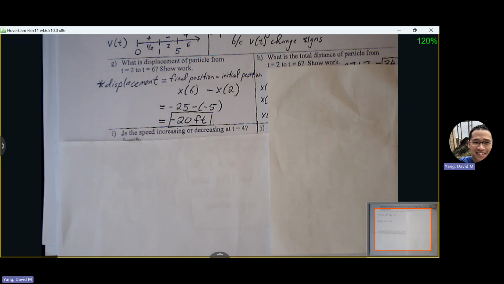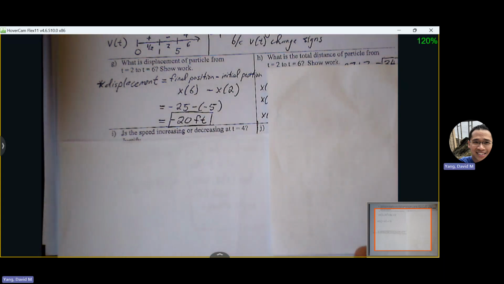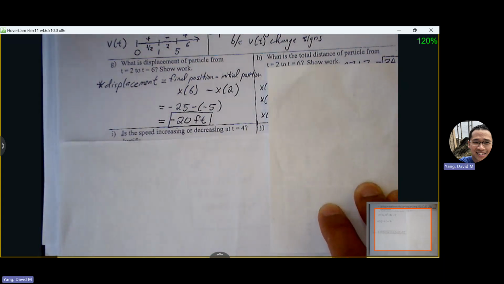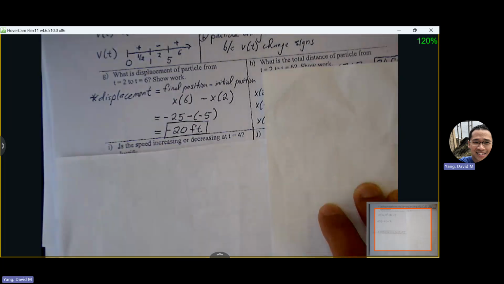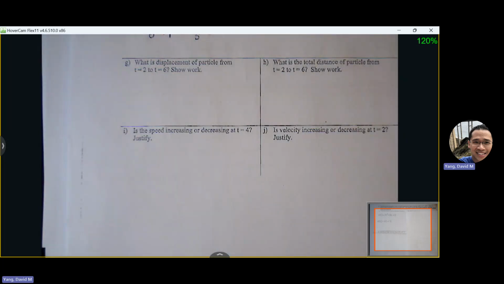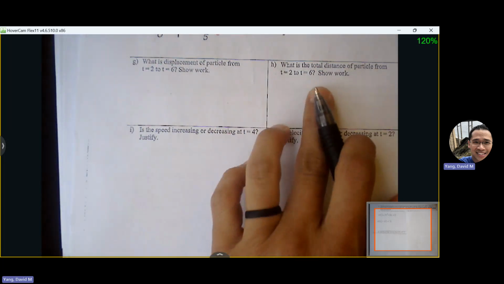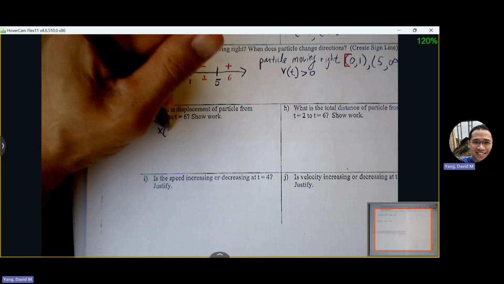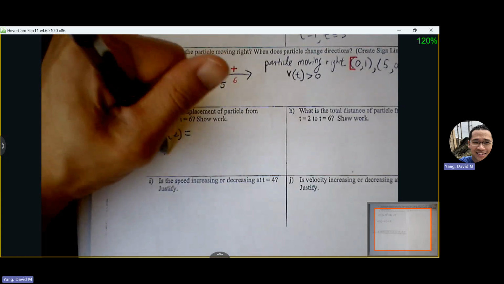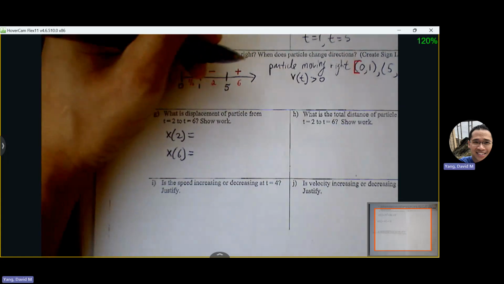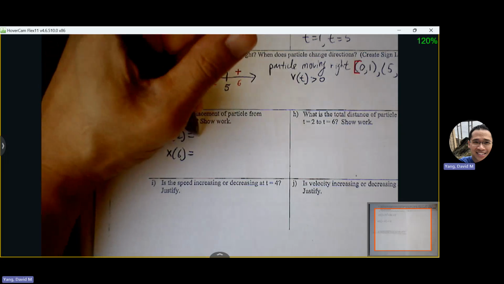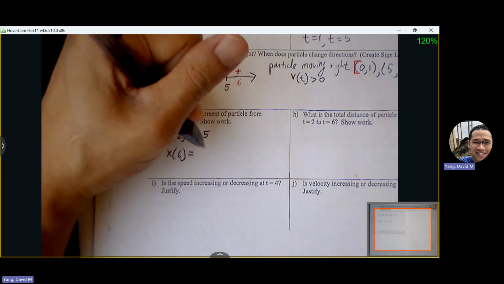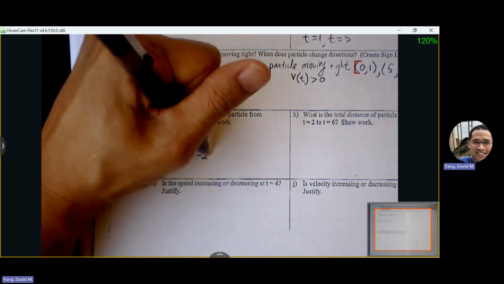Right, any questions with part G? Okay, distance is a little bit more involved, so let's look at part H. Part H says, what is the total distance from 2 to 6 seconds? We're still going to find the position at 2 seconds and 6 seconds. We're still going to use that information. So at 2 seconds, he's at -5. At 6 seconds, he's at -25.